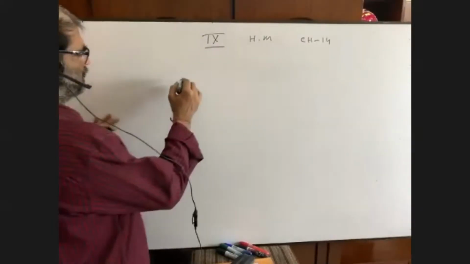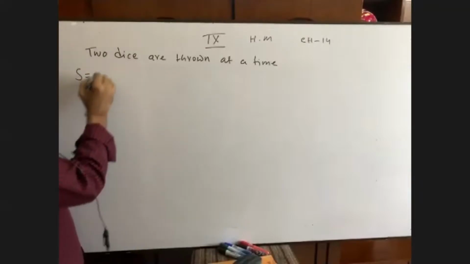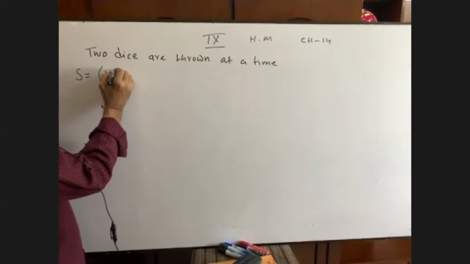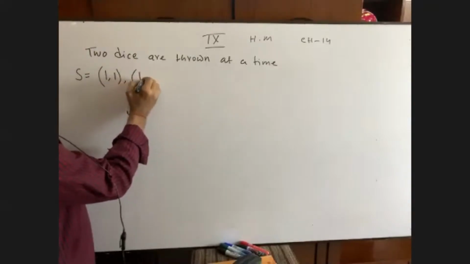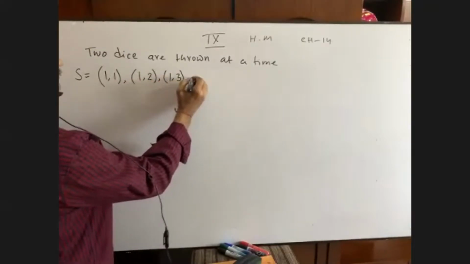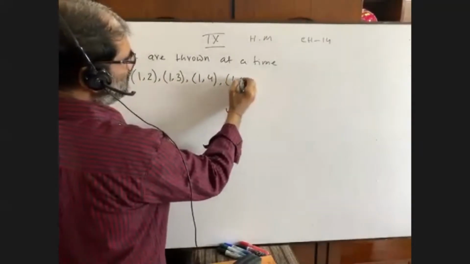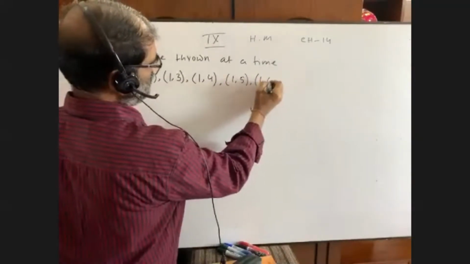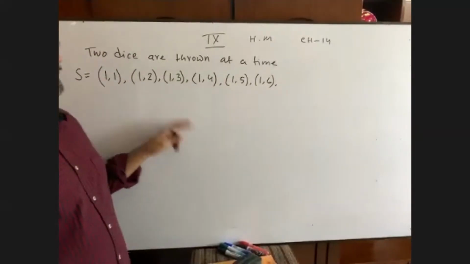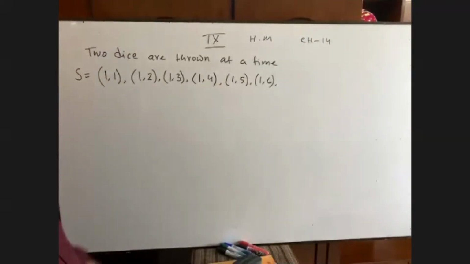Write down S for sample space. For the first person it is 1, second person 1. First person 1, second person 2. First person 1, second person 3, 4, 5. For the first person it is 1, and for the second person it may be 1, 2, 3, 4, 5, 6. So in this way you have to write down.